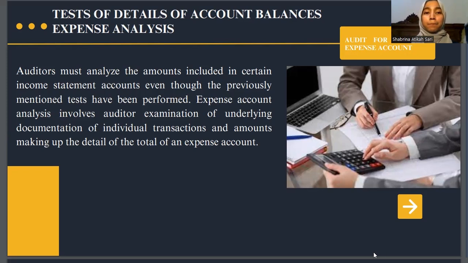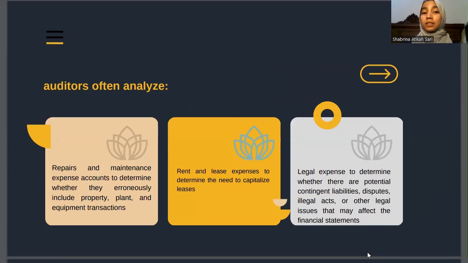And next, about the accounts auditors often analyze. The first one is the repair and maintenance expense account, to determine whether it erroneously includes property, plant, and equipment transactions. Second, rent and lease expense, to determine the need to capitalize leases. And the third, or the last, legal expense, to determine whether there are potential contingent liabilities, disputes, illegal acts, or other legal issues that may affect the financial statements.